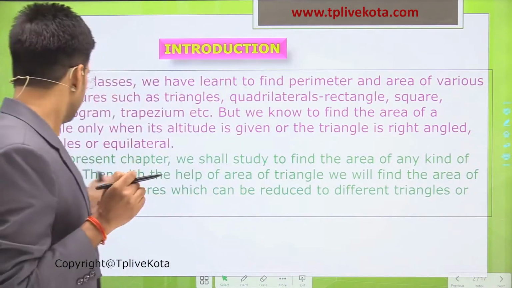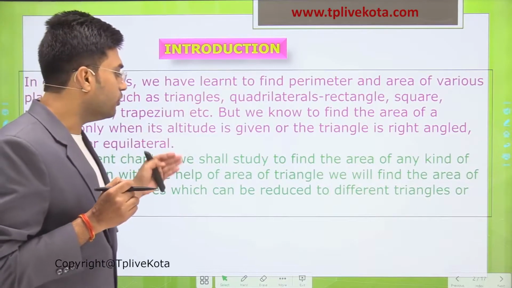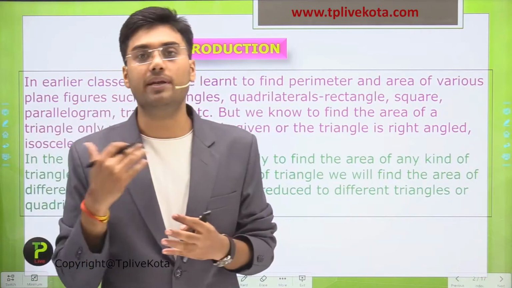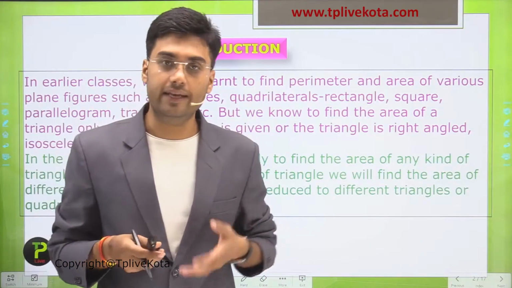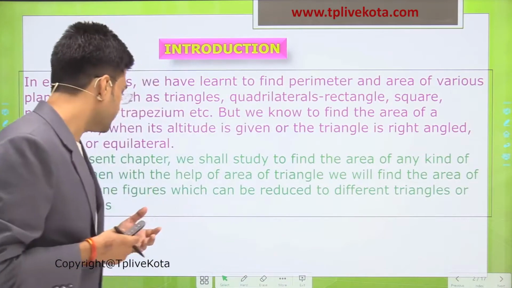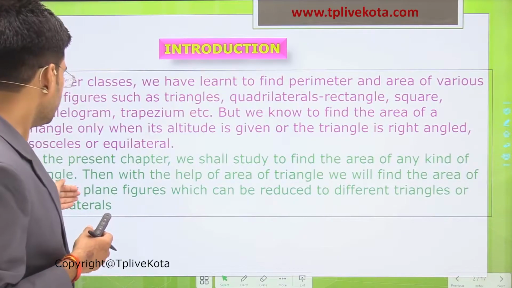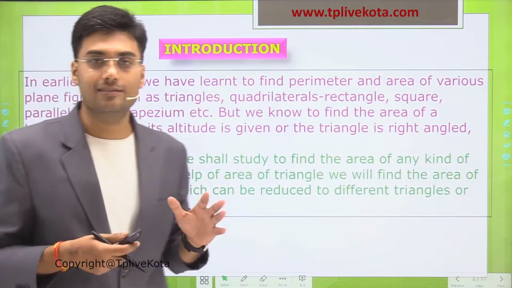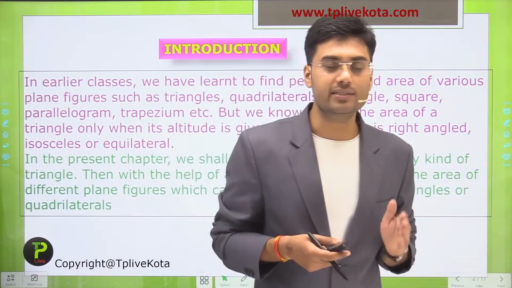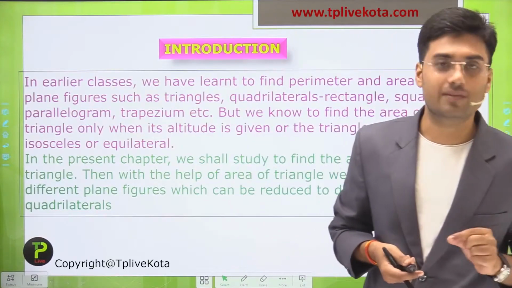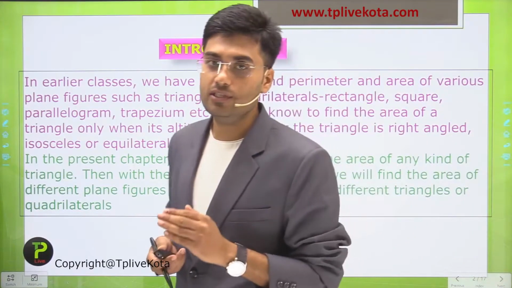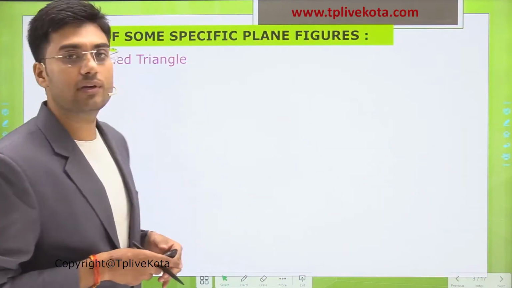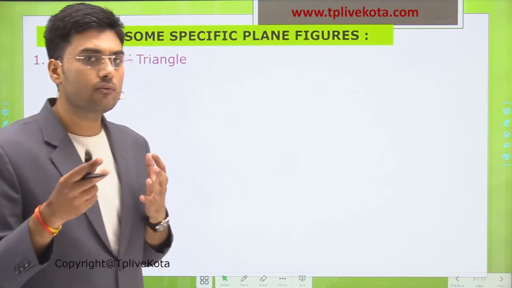Then with the help of the area of a triangle we will find the area of other figures such as parallelogram, trapezium, or any quadrilateral. Clear? Because any figure can be reduced to different triangles or quadrilaterals. Now students, this is all about the introduction of this chapter. Now after this introduction, let's discuss the formula of area of some specific figures.